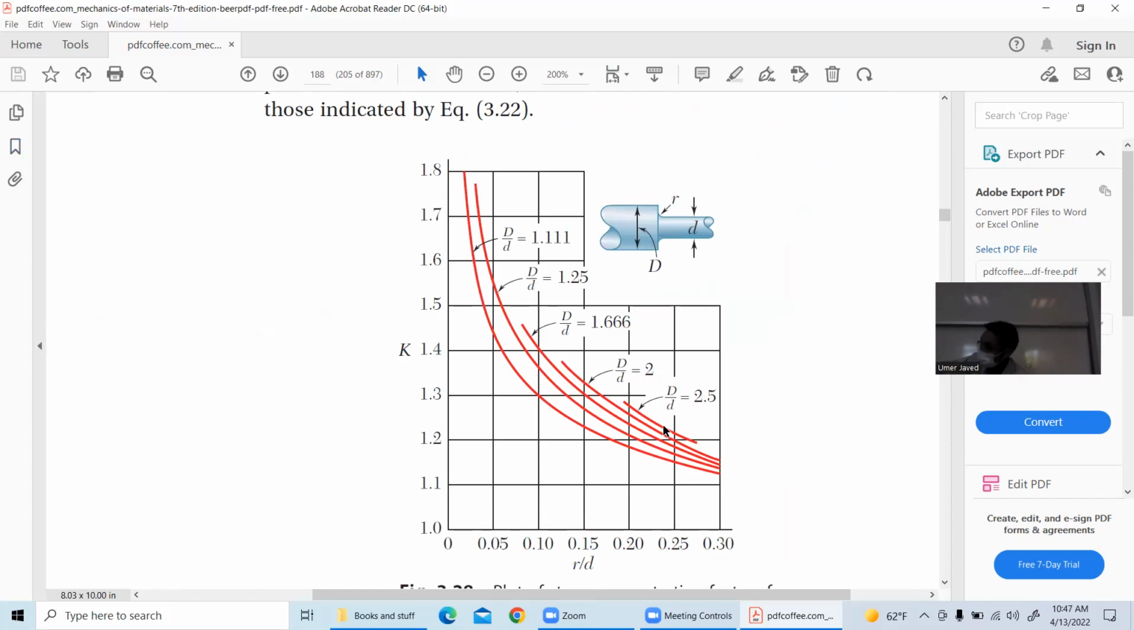So now this is a nice and beautiful chart. So what does it say? It says that your x-axis has small r over d. What is the small r? The radius of the fillet. And I think when the radius of the fillet is very, very small, then the corner will be very sharp. When the corner is very sharp, it is more prone to tearing apart, more prone to failure. So that makes sense that when my r keeps on going smaller and smaller, the K value gets larger and larger. So things are making sense.